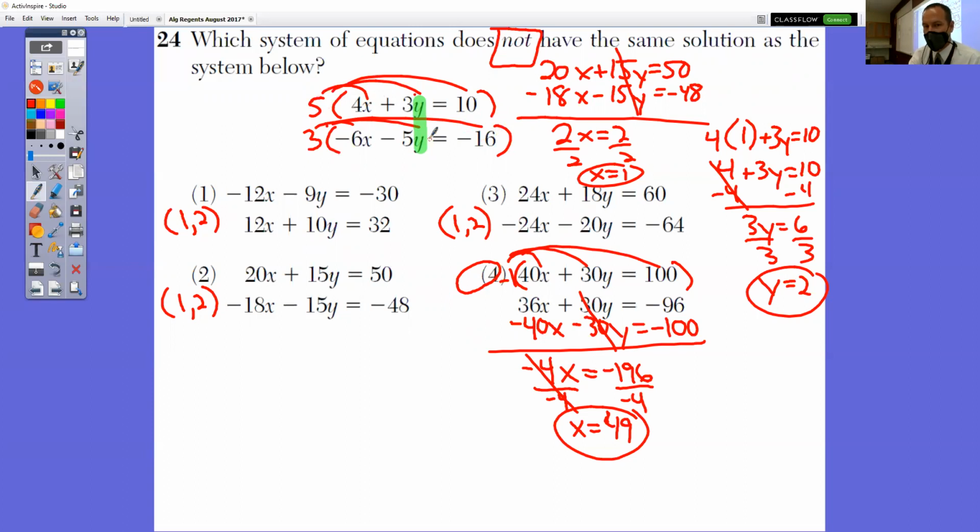When I go through and then I have my opposites, I want to add going down. Those opposites cancel out. So then I solve the rest of it for X. You end up with X equals 1. Sub that X equals 1 back in for X into either one of the equations, and you get Y equals 2. So my answers are X equals 1 and Y equals 2. Then what you would have to do is go through and solve each of these and see which one does not have the same solution.